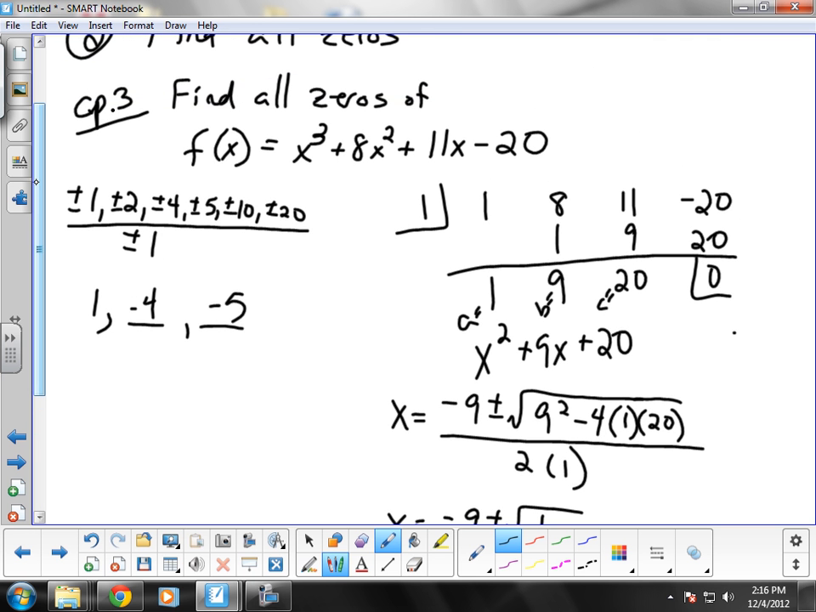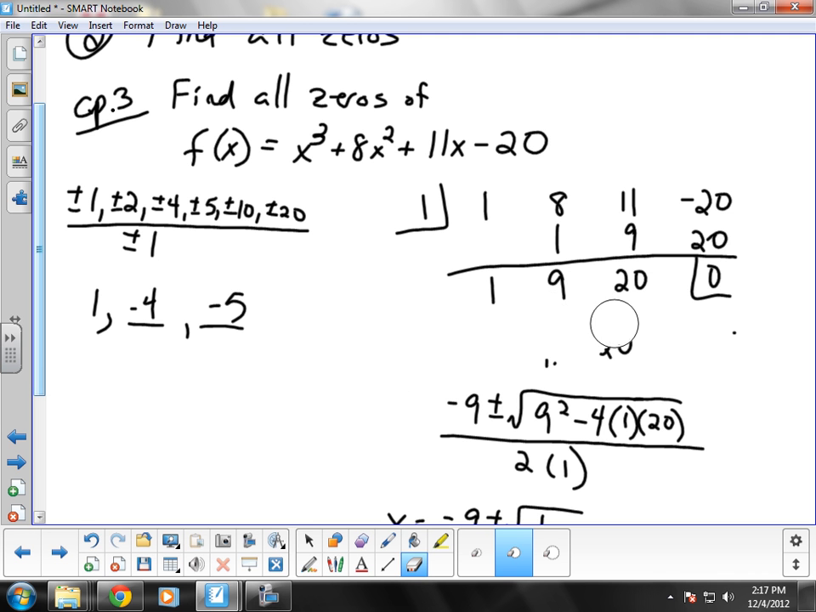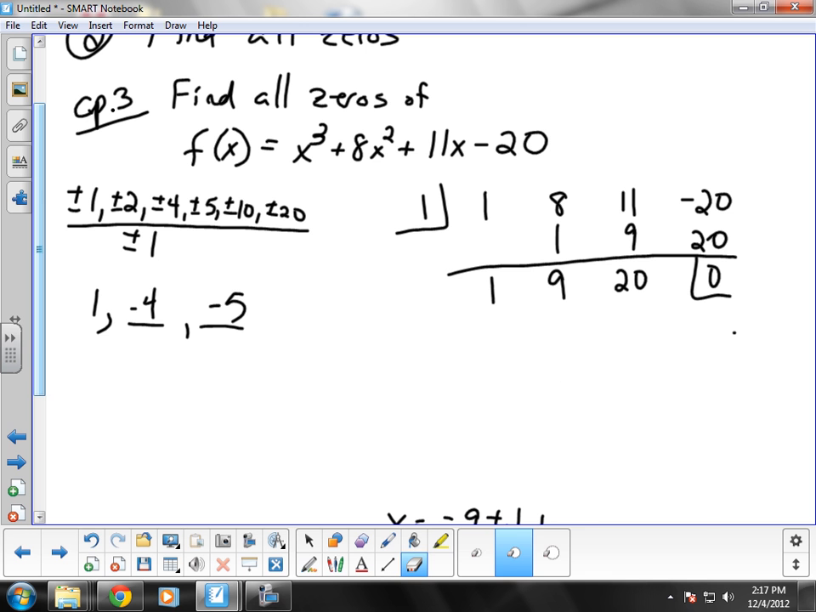So those are my other two zeros. And again, you could have gone ahead and tried some other things for the synthetic division. Let me tell you how you do that while we're here. In case you don't want to do the quadratic formula, or you have something bigger and you got to do synthetic division again. You never go back to the original one.